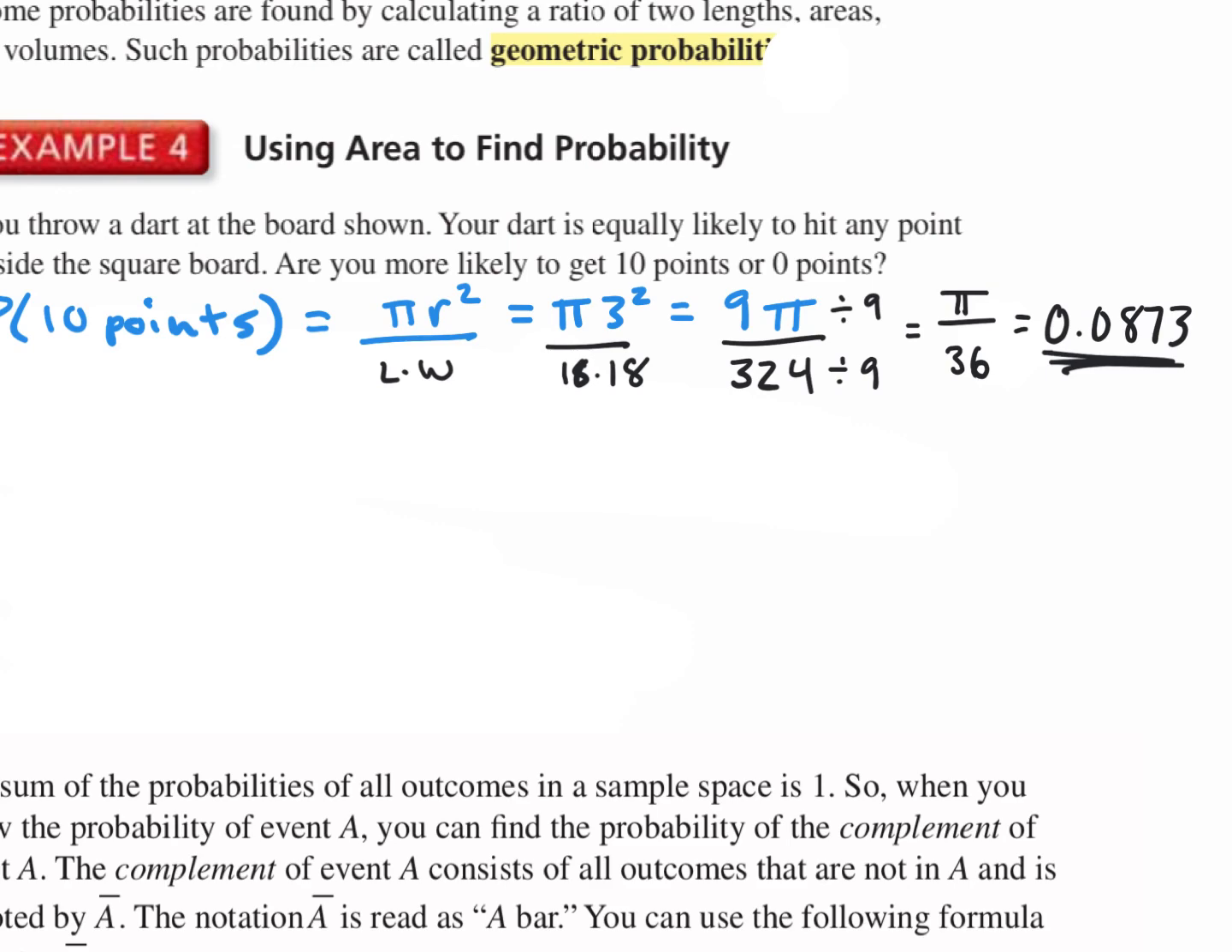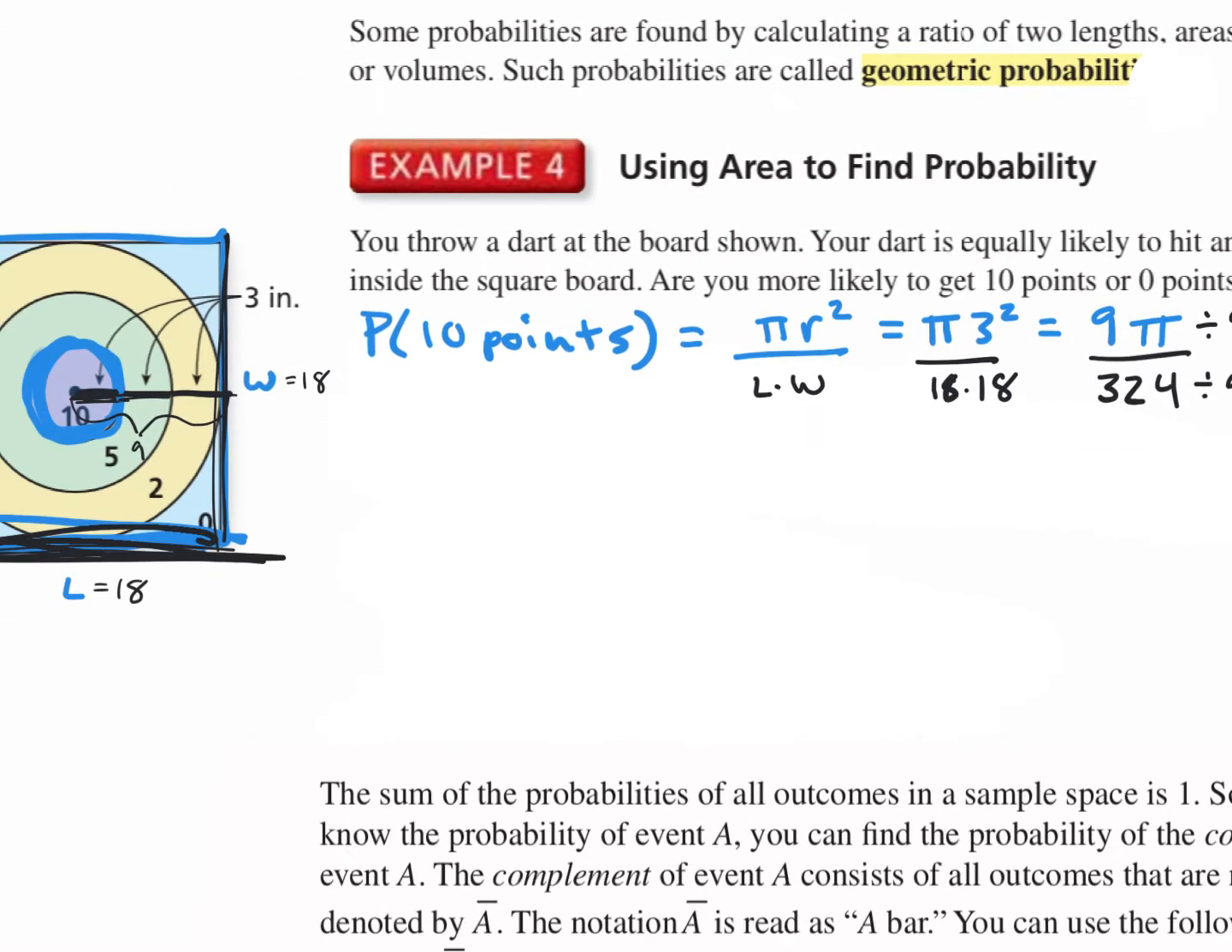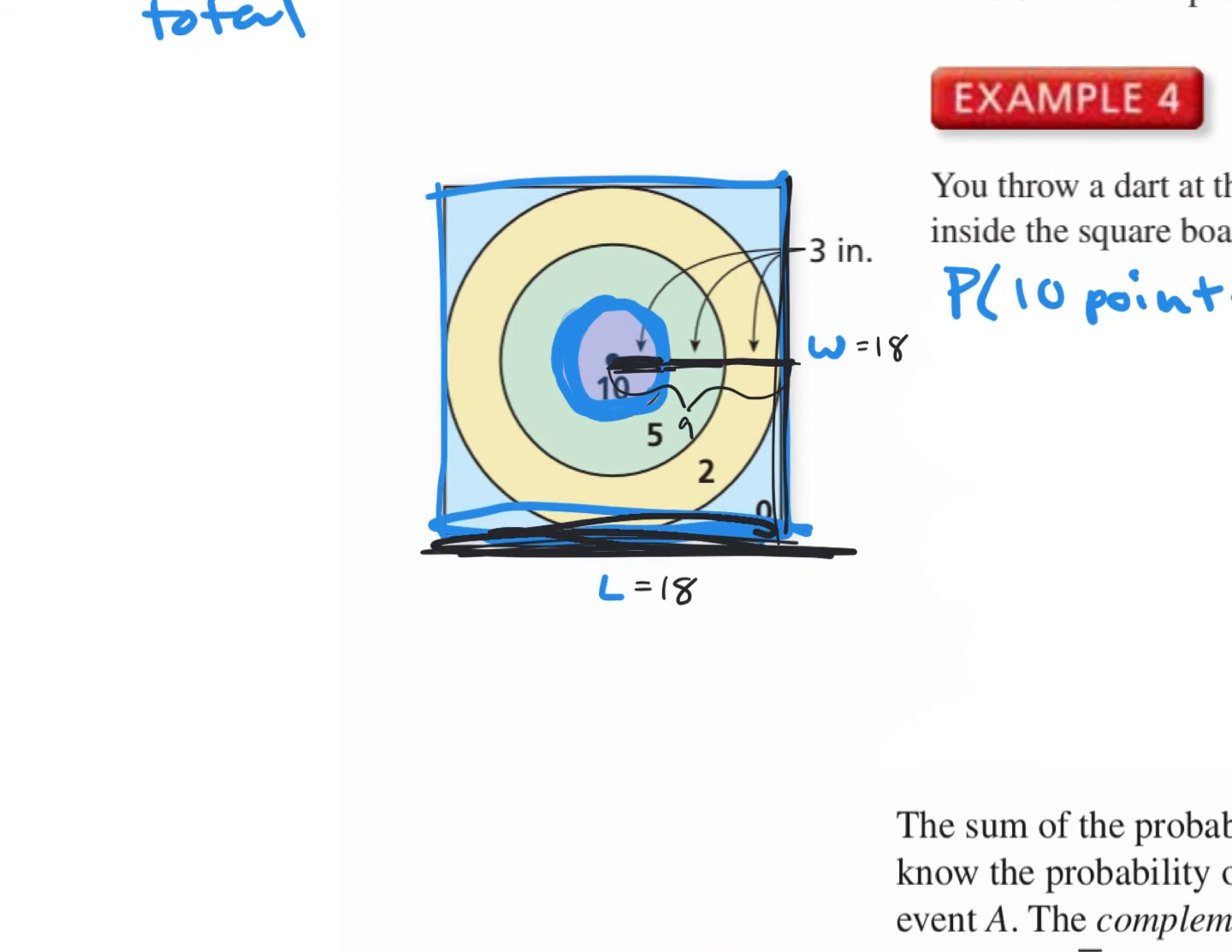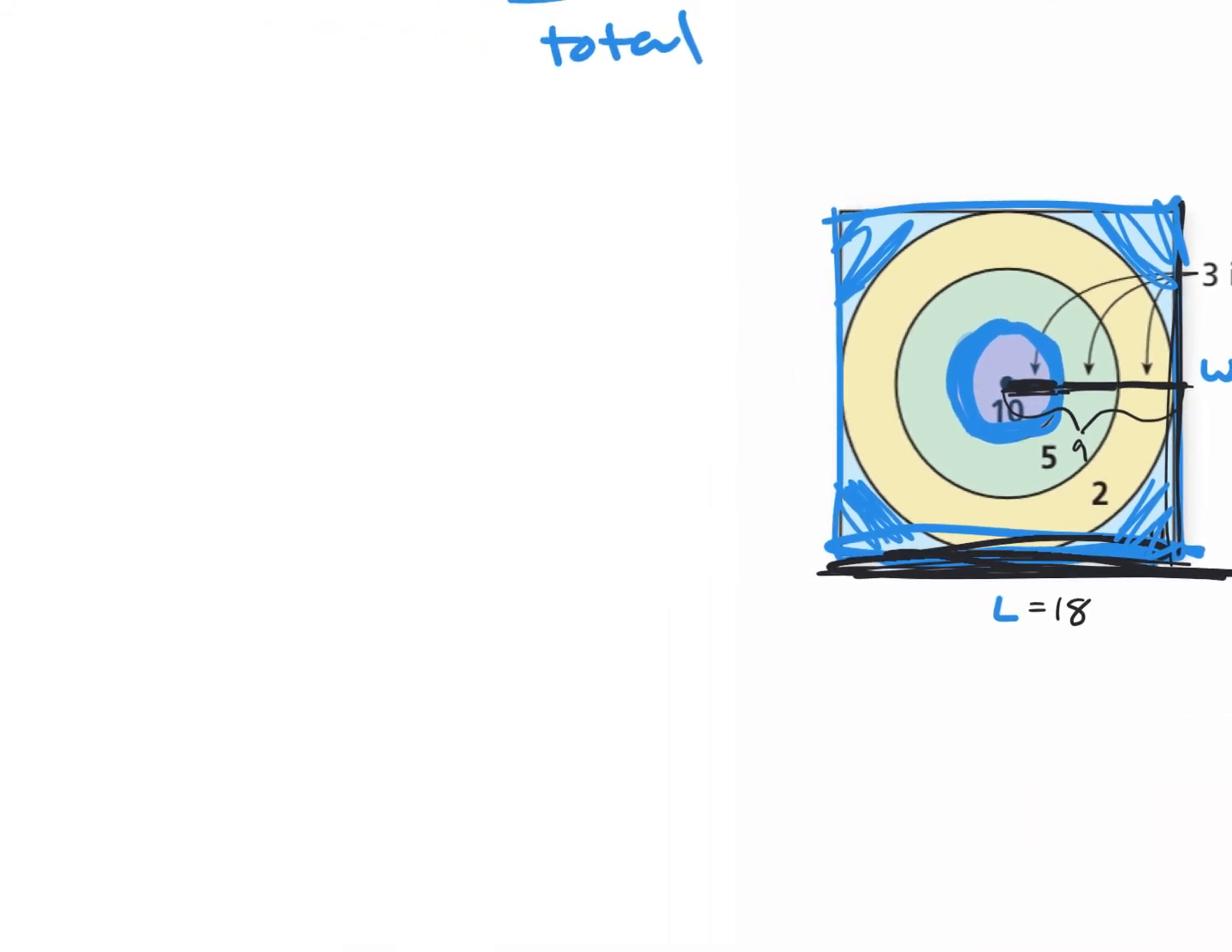Now we want to find the probability of getting 0 points. So we want to find the area of this part here, the blue shaded part, because all of that is 0 points. So we should find the area of the square and subtract the area of the big circle. What did we say the area of the whole square is? 324.